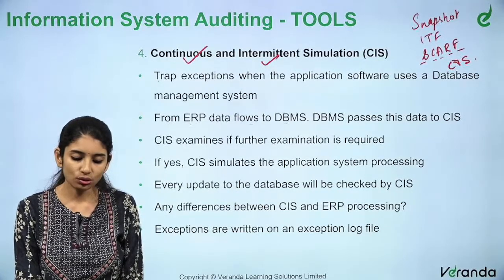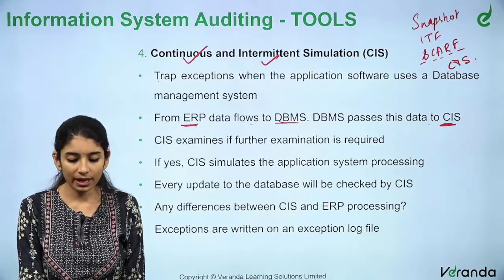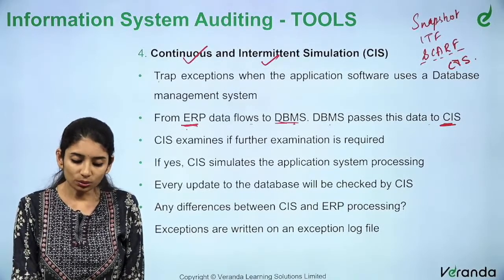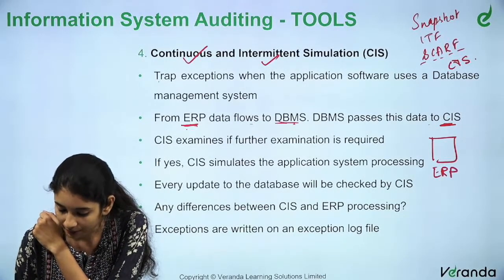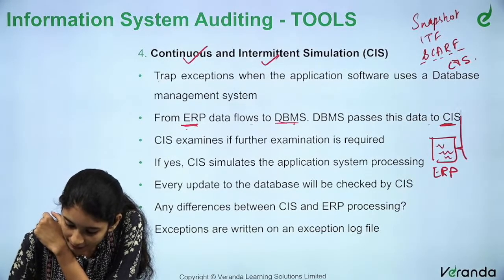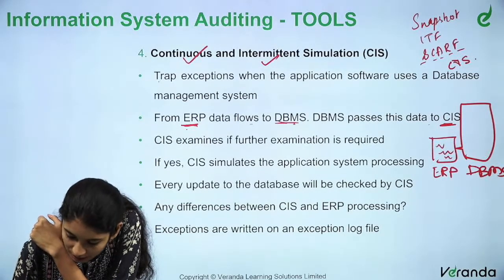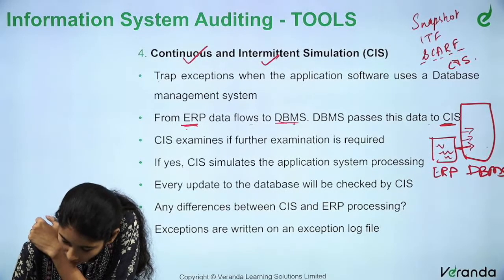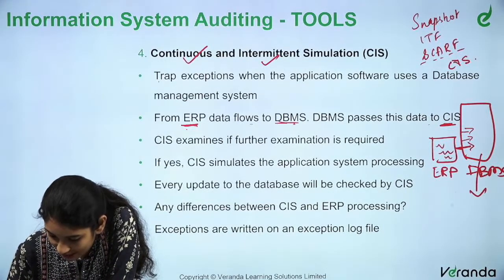From ERP, data flows to DBMS. DBMS passes this data to CIS. Now from the ERP it flows to my database management system. So there is ERP here. It processes the transactions, and then there is my DBMS, database management system. Now this DBMS keeps storing data here. And for every data that is stored, it asks a question to the CIS.